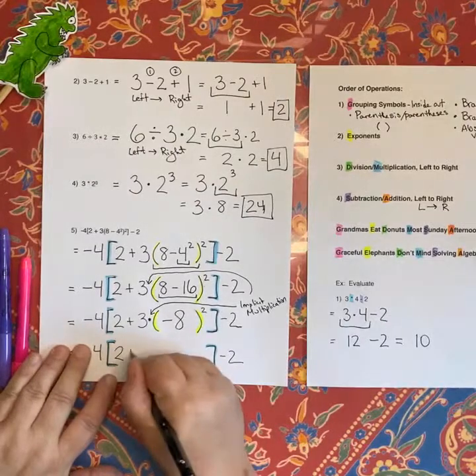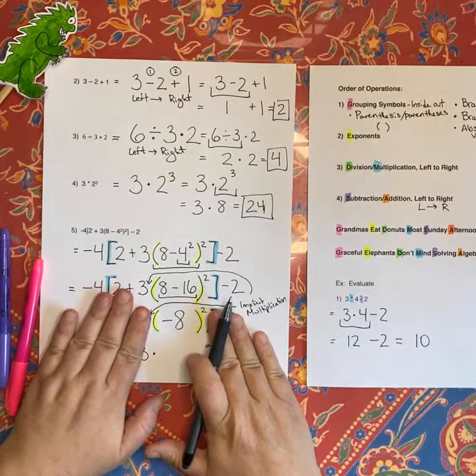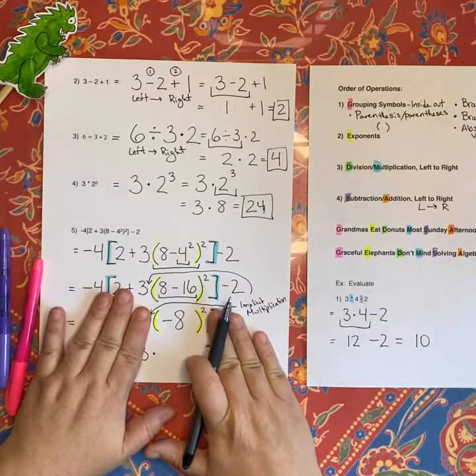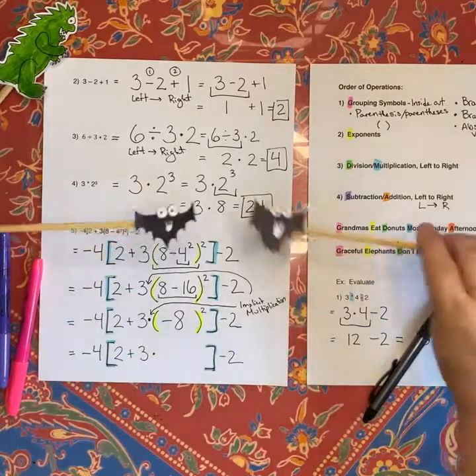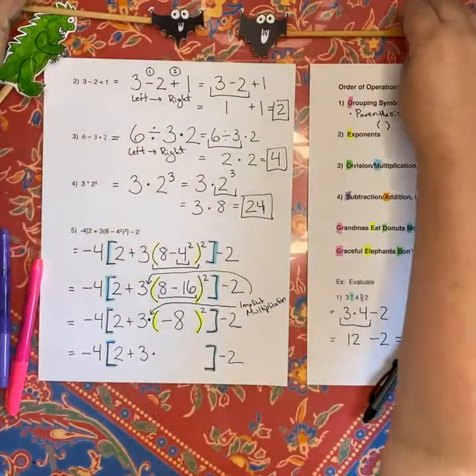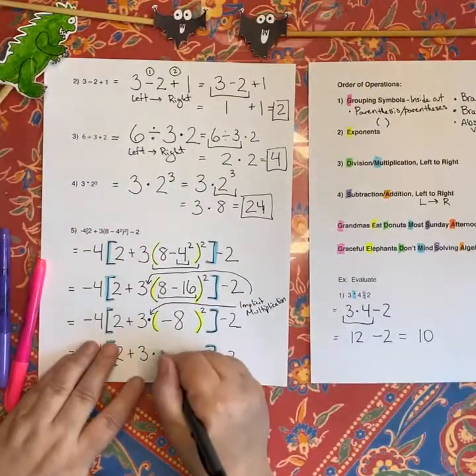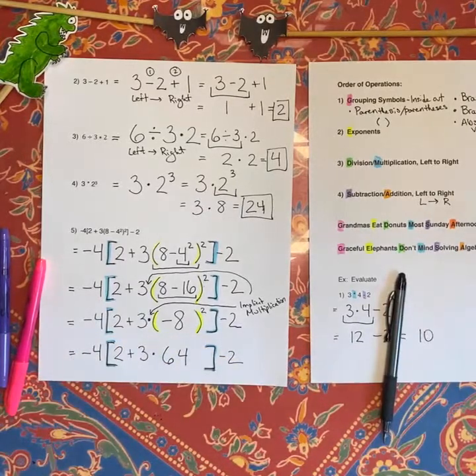So I've got 2 plus 3 times, and then I have to do negative 8, the quantity squared. So that's negative 8 times negative 8. A negative times a negative is a positive. So we get a positive 64.